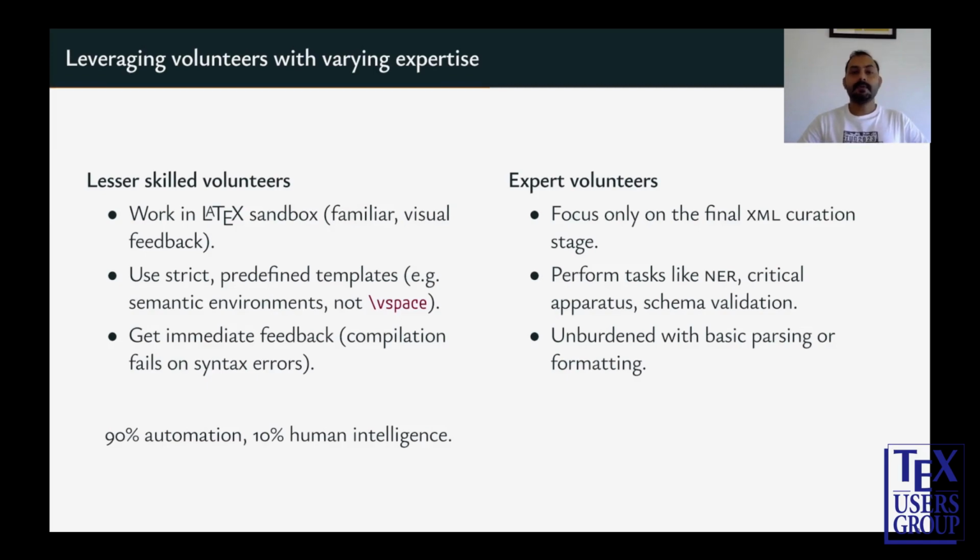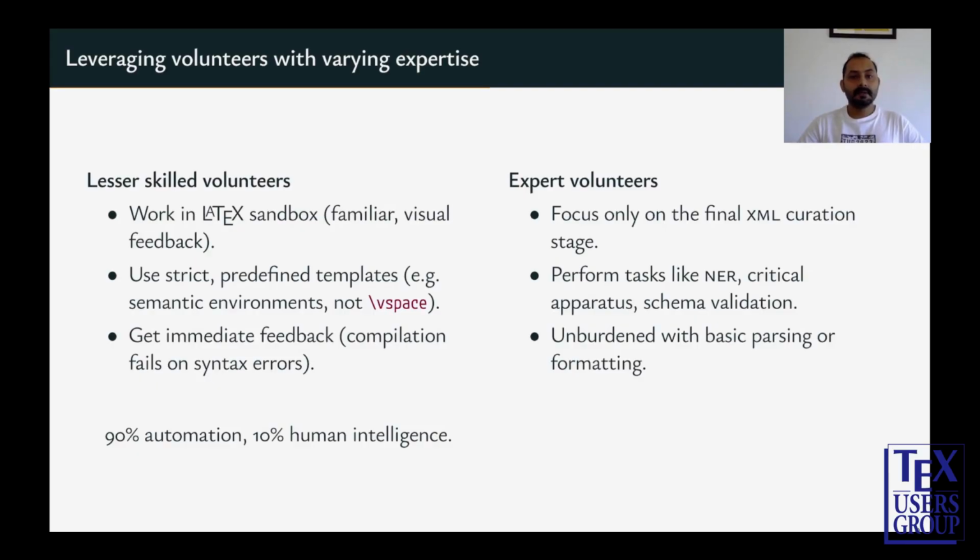The second challenge we had with digitizing Malayalam text at Sayana Foundation is that we have volunteers with varying levels of expertise. The lesser skilled volunteers find it difficult to work with XML and fix its errors. Instead, they work with LaTeX sources, which they are quite familiar with, and they standardize the coding into strict predefined templates so that we use equivalent semantic environments, not just formatting commands such as vspace or textbf.